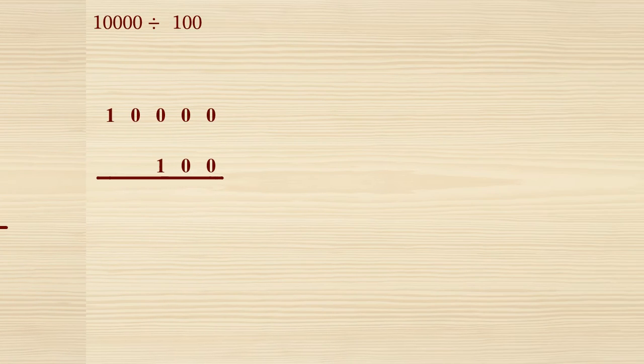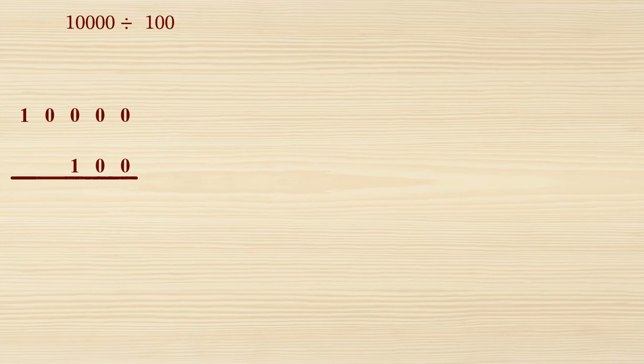For the second one, we have 10000 divided by 100 in binary. Solution: 10000 minus 100, using the method of repeated subtraction. So we have 0 minus 0 is equal to 0. Then the next one, 0 minus 0 is 0. Then the next one, 0 minus 1 cannot be done, so we borrow 1. We have 10 minus 1 is 1. Then here we are also left with 1. So 1 minus 0 is also 1. So the result is 1100.